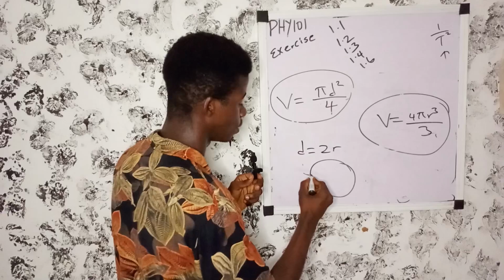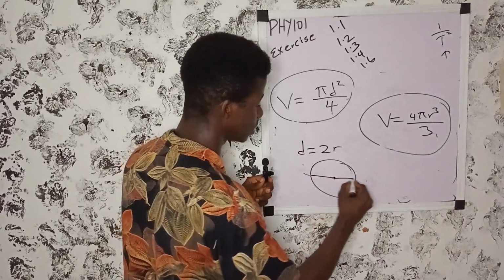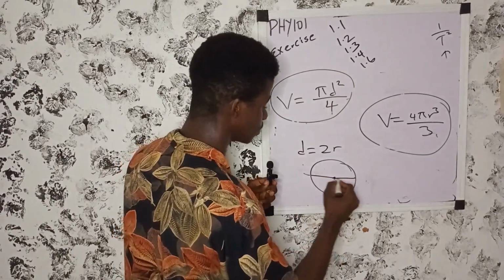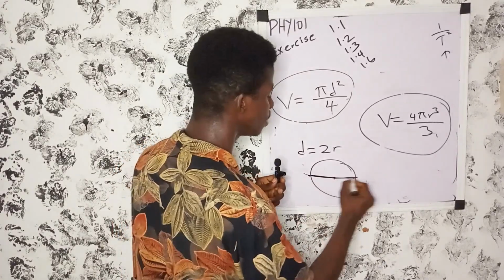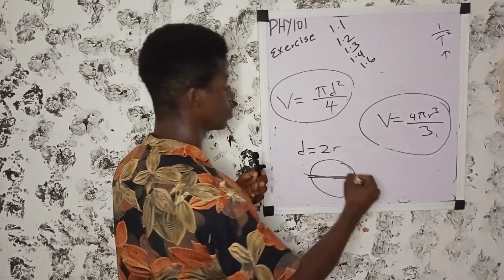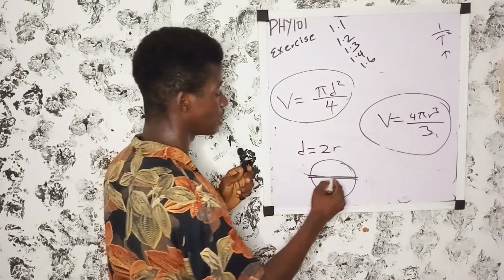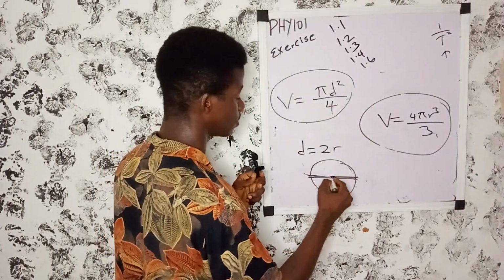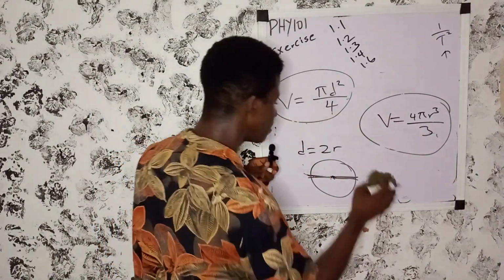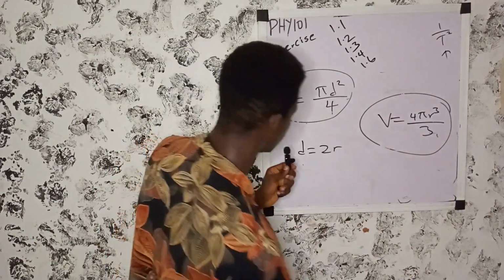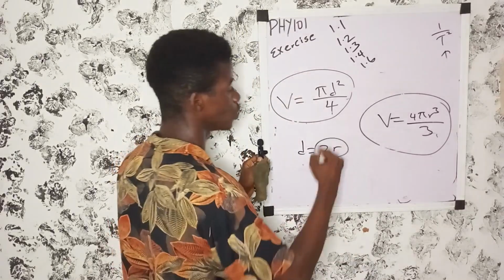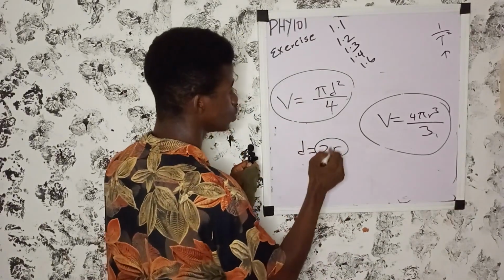This is a full circle. From here to here is the radius. From here to here is the radius as well. The whole line that crosses the circle is the diameter. So diameter is 2 of radius. Whenever we see D, we'll put 2 r.